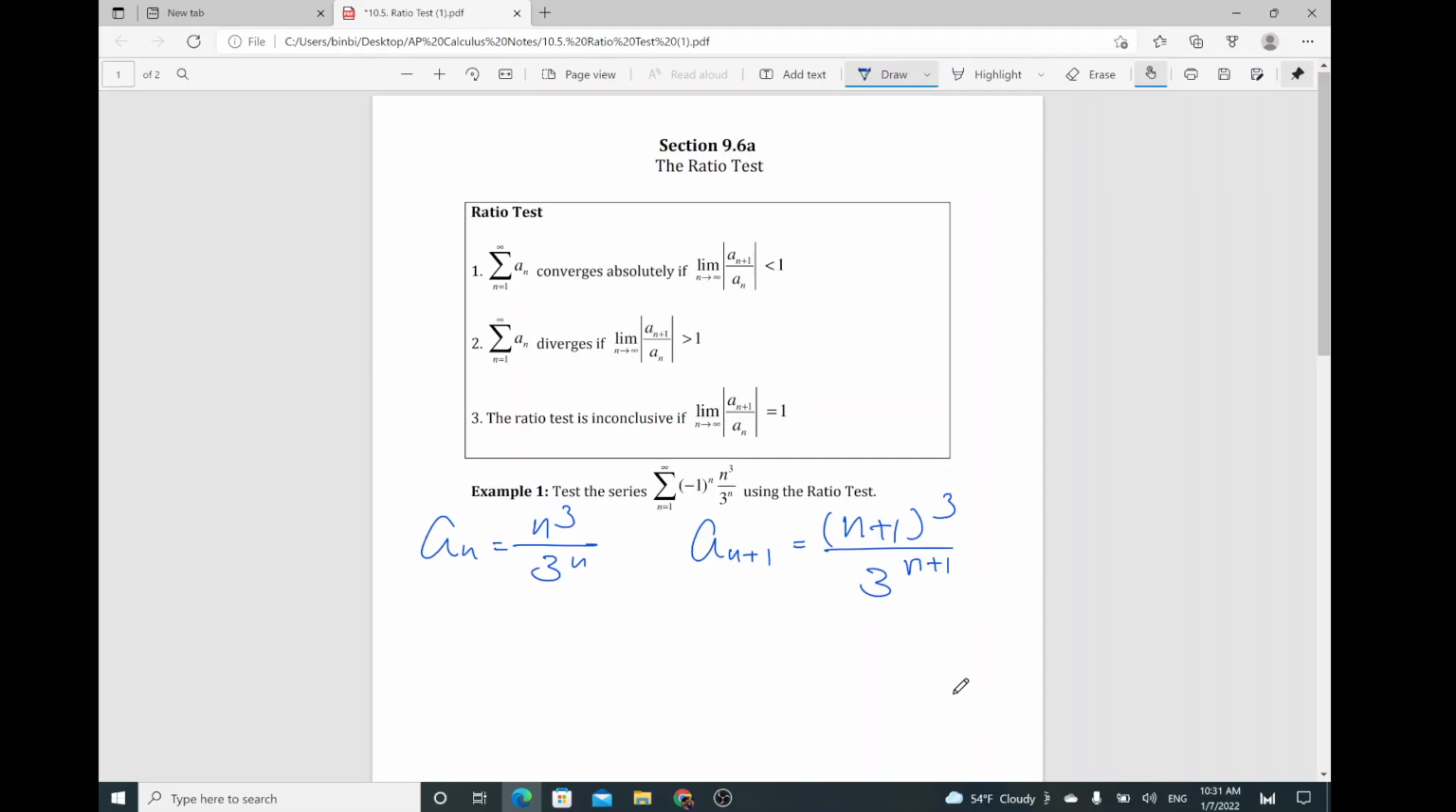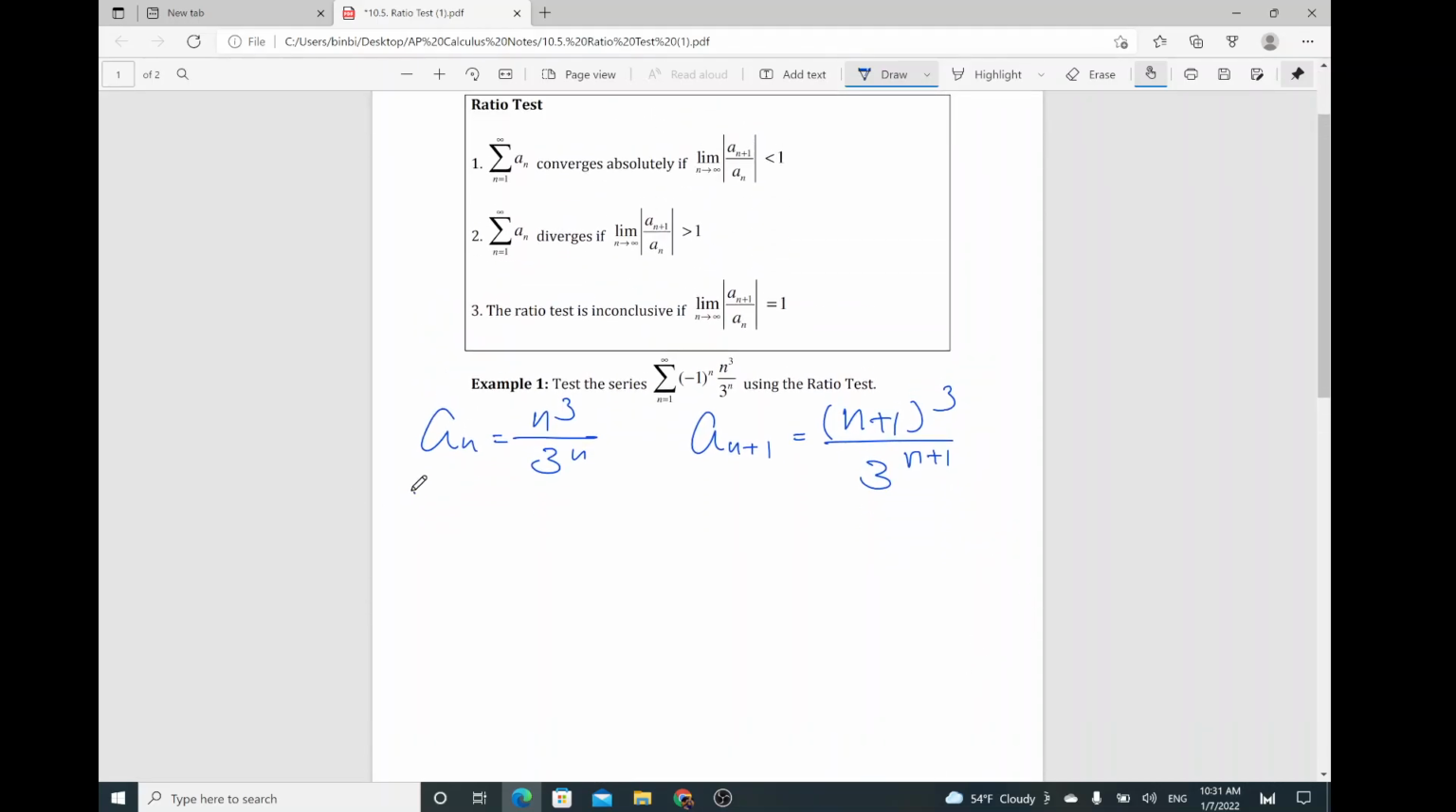Then by using the definition of the ratio test, we take the limit as n approaches infinity. So a sub n plus 1 is n plus 1 to the power of 3 all over 3 to the power of n plus 1. Instead of dividing by a sub n, we just multiply by the reciprocal of a sub n, which is 3 to the power of n over n to the power of 3. Now you might be wondering what we can cross cancel. Yes, there are certain things we can cancel here. Let's just rewrite it.